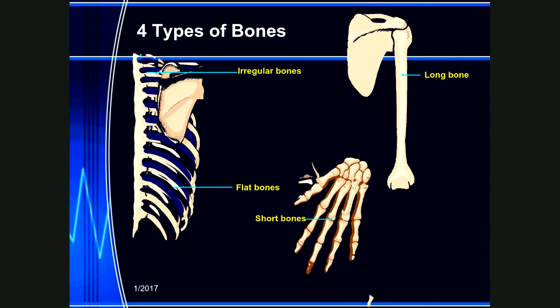We have some different types of bones. There are 4 types of bones in the body. We have irregular bones, such as we would find in the vertebrae. We have long bones, such as the humerus and the femur. We have flat bones, such as the ribs. We have another irregular bone, like the scapula. And then we have short bones, known as the phalanges.